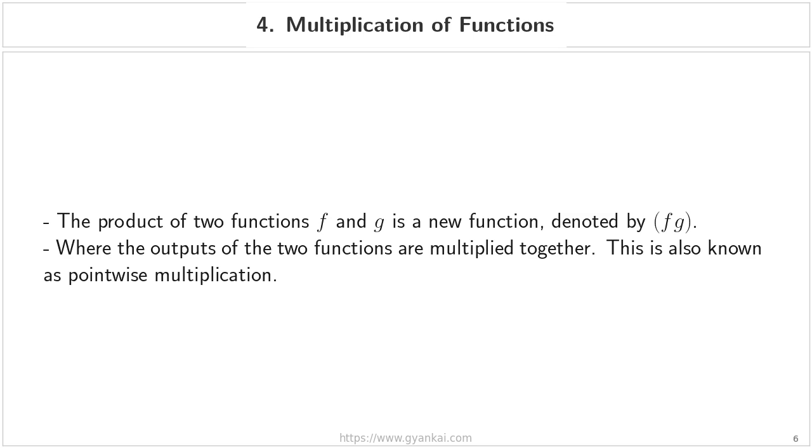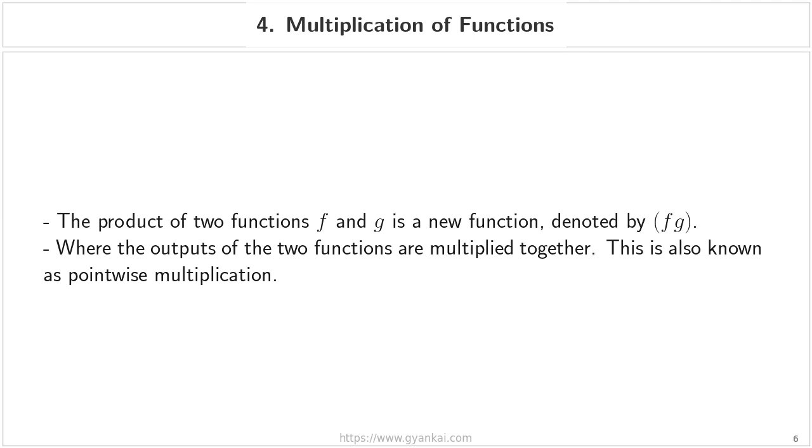4. Multiplication of functions. When we talk about the product of two functions, f and g, we denote this new resulting function as f times g, written as fg. Essentially, what we are doing here is taking the output of the first function and multiplying it by the output of the second function for every shared input.